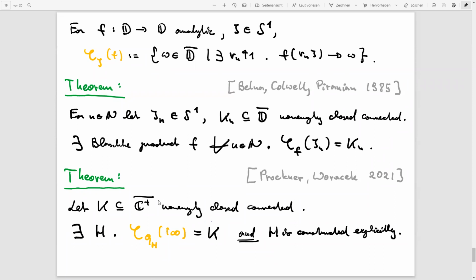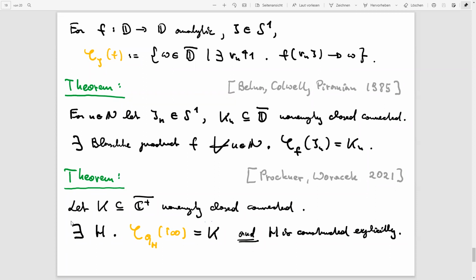So we start with some non-empty, okay, I passed here from the unit disk to the upper half plane, but okay. So we start with some non-empty closed and connected subset of the closed upper half plane, closure on the Riemann sphere, of course. And then we find the Hamiltonian such that the cluster set of the Weyl function, if I go to infinity radially along the imaginary axis, is equal to this pre-given set.